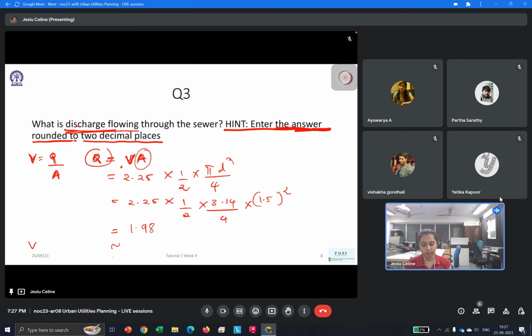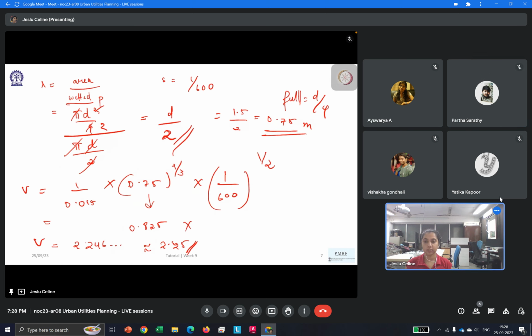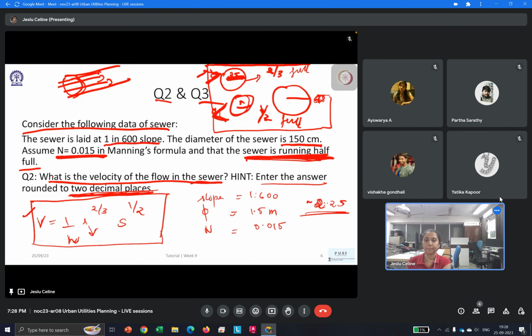So when we round it off to two decimal places, it's 1.98 or 1.99, because after the 8 there is something more. So 1.99, both are correct. It depends on what is there in the option. Okay, any doubts in this question? Can you show the question once? I'll take a screenshot of this question.